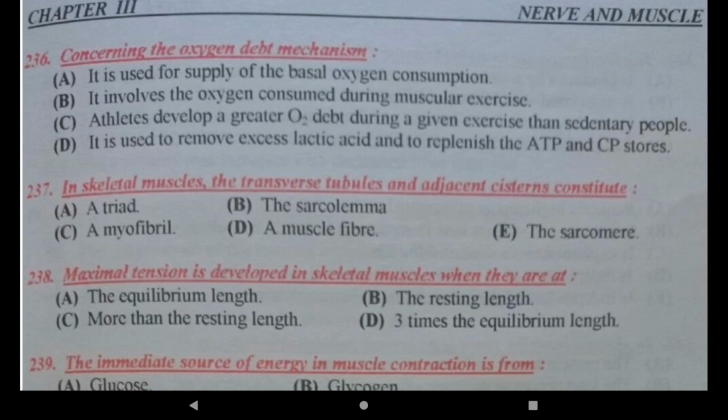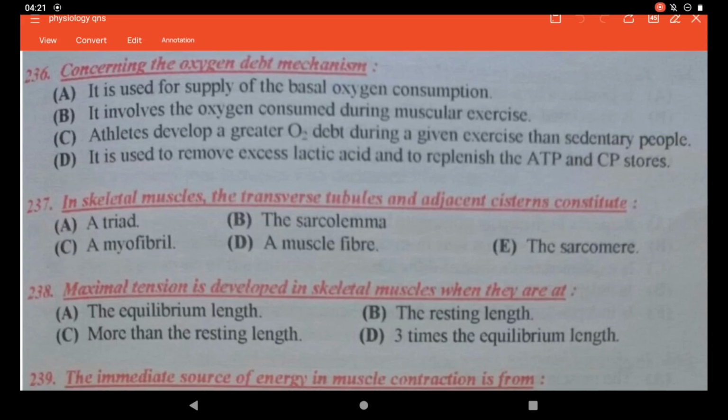A sarcolemma is simply the membrane of the muscle fiber. The sarcomere is the functional unit of the muscle fiber. The muscle fiber is that elongated muscle cell. Sorry, sarcolemma is the muscle fiber membrane. The sarcomere is the functional unit. Myofibrils are those myosin and actin, those small fibrils that are found within the muscle fiber. So the correct answer here is A.